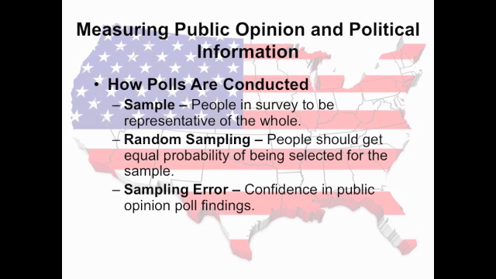Polls rely on a sample of the population, a relatively small portion of people who are chosen as representative of the whole. The whole purpose is to measure public opinion. The key to the accuracy of opinion polls is random sampling, which operates on the principle that everyone should have an equal probability of being selected. However, there is always a certain amount of risk of inaccuracy involved, known as sampling error.